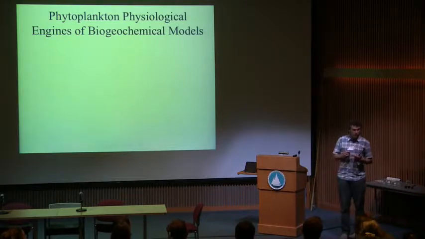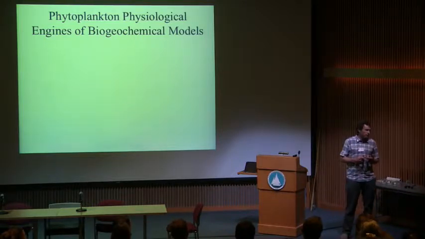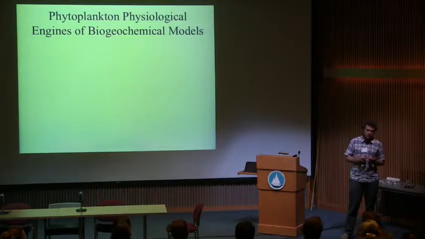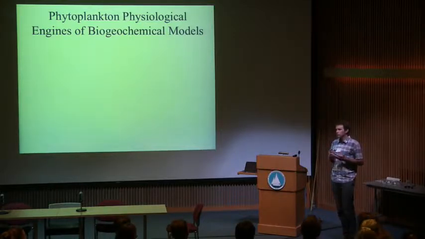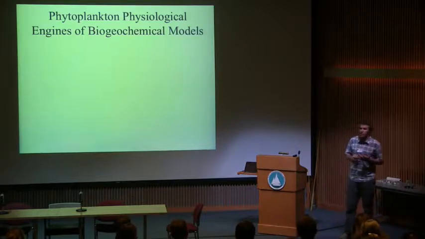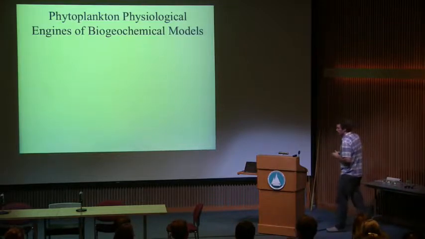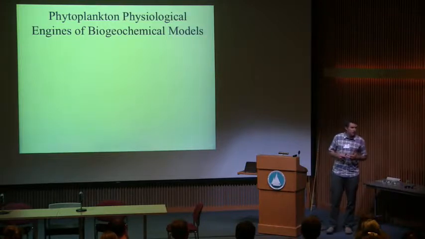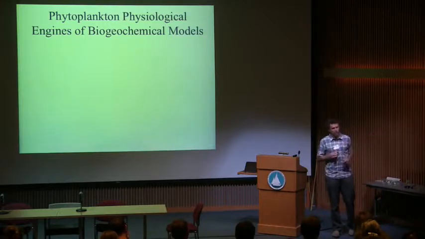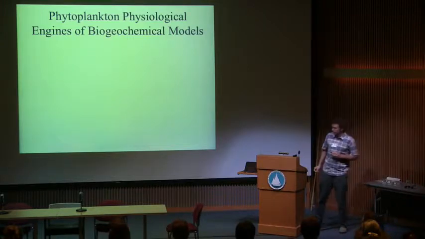In particular, we're going to talk about photosynthesis, variable stoichiometry, multiple nutrient limitation, and mixotrophy. And we really ask, what are we doing well? What can we do better? And where might models go in the near future?